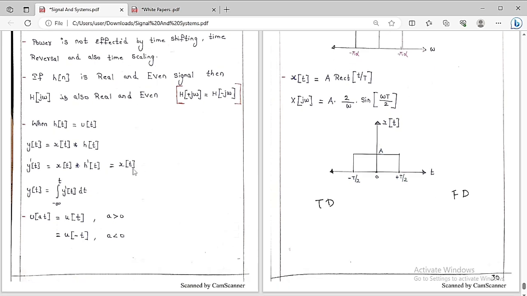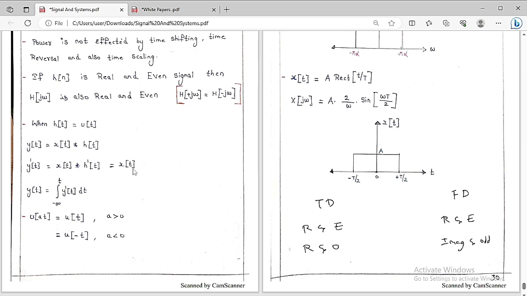Suppose the time domain signal is a real signal and it is even, then in the frequency domain you are also going to get a real and even signal. You are going to get only the real part and it is purely even in nature. Suppose the signal is a real signal and it is odd, then in the frequency domain we are going to get an imaginary signal which is odd in nature.